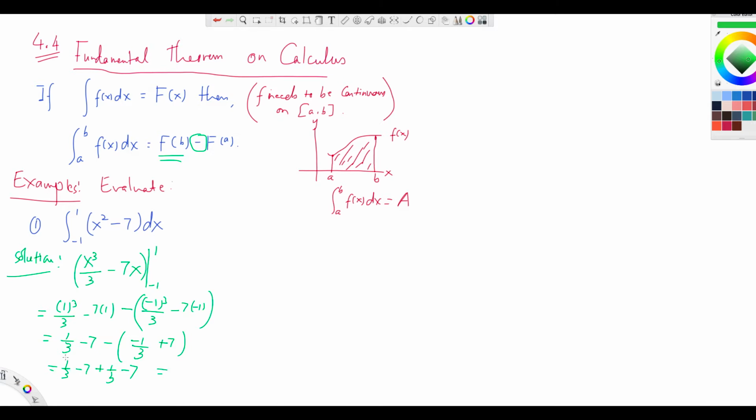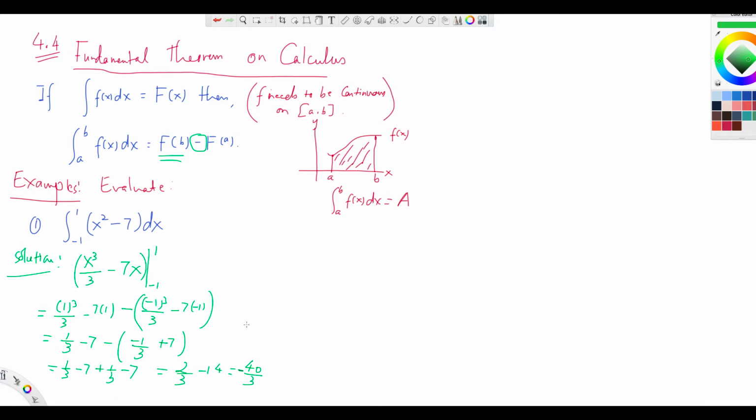So what you get is 1/3 plus 1/3 is 2/3, right? And then minus 7 is negative 14. You see that? So what do you get if you simplify that? You can use a calculator, or just, this is 14 means 42/3, right? So negative 42/3 plus 2/3 will be 40/3 with a negative sign. So this is the final answer you get.